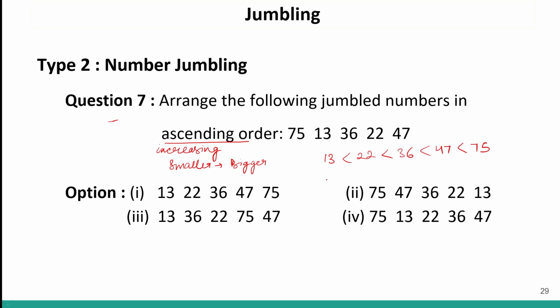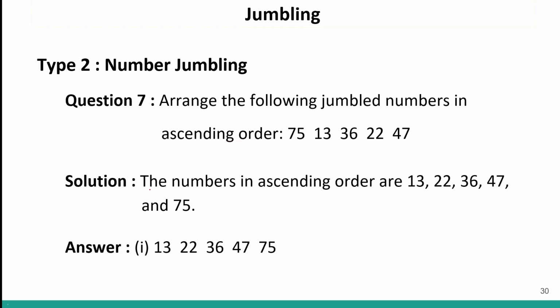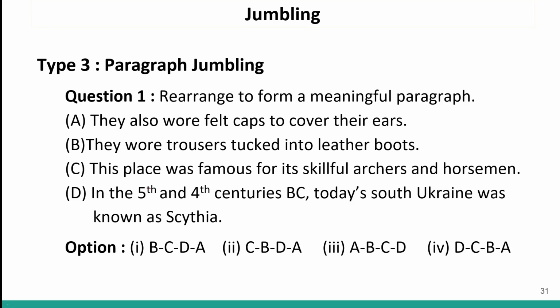So our correct answer is 13, 22, 36, 47 and 75. This is given in option number 1. So option number 1 will be the correct answer. So this is how you solve questions on number jumbling.